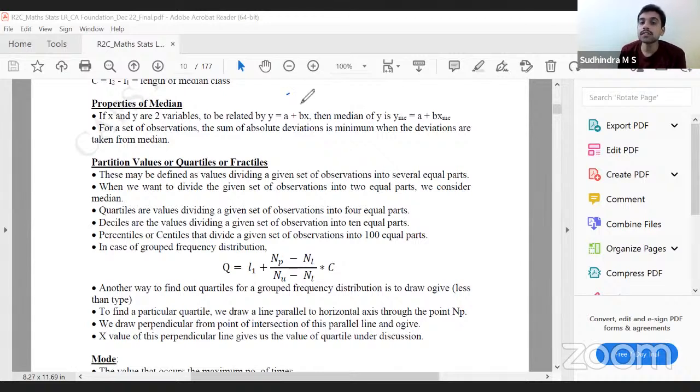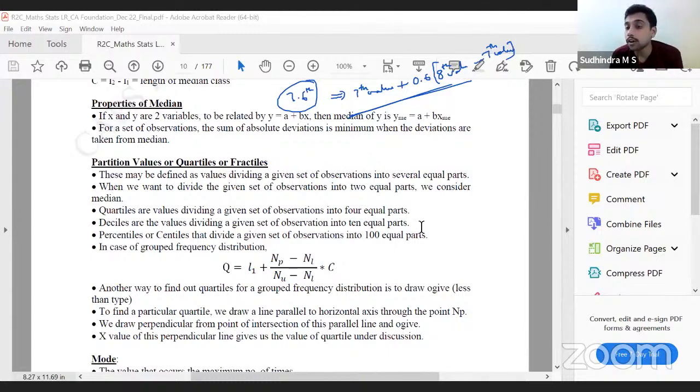Now, if we want the 7.6th value, how do we get it? It is the 7th value plus 0.6 into (8th value minus 7th value). This is how we get the 7.6th value. That is in case of ungrouped data.